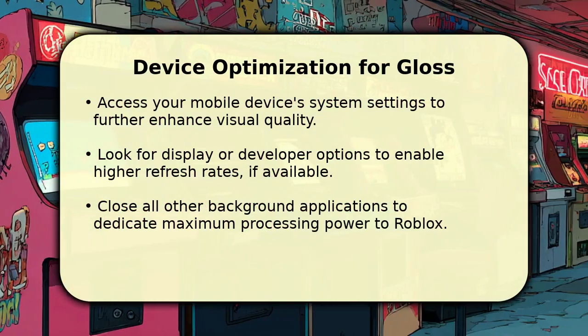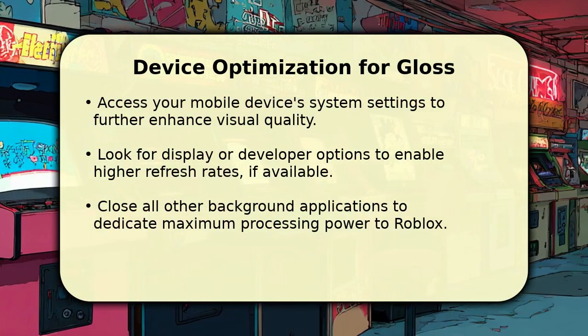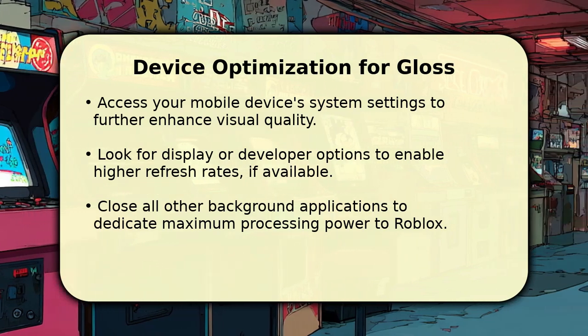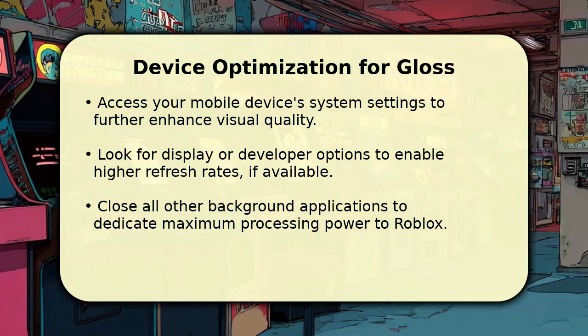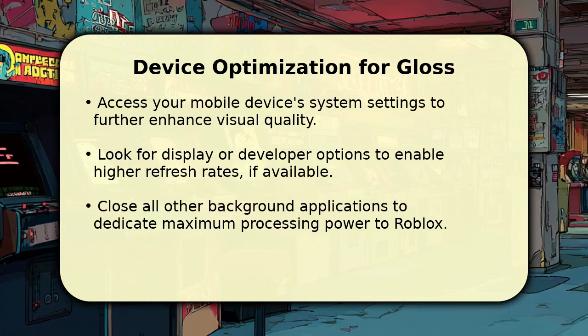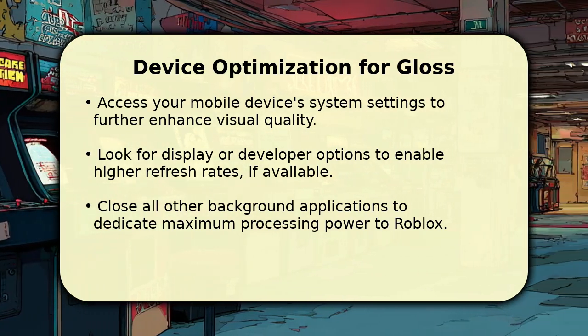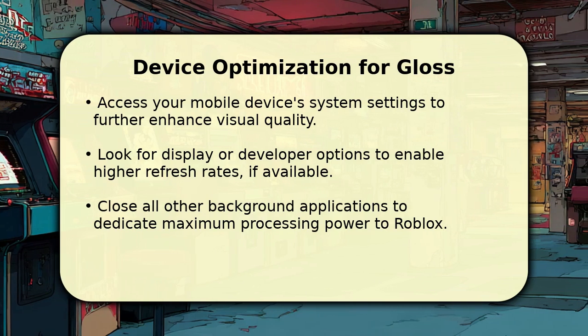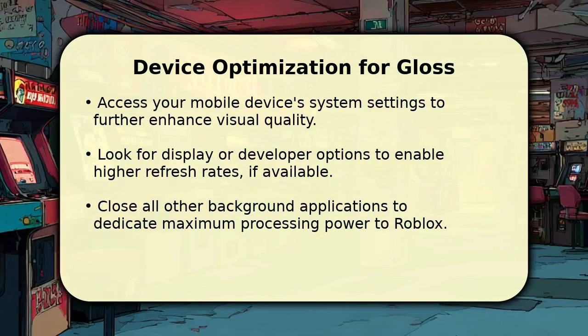Beyond Roblox settings, optimizing your device itself is key. Go into your mobile phone's main settings, then navigate to display or screen settings. If your device supports it, try enabling a higher refresh rate, like 120 Hz, for smoother animations.